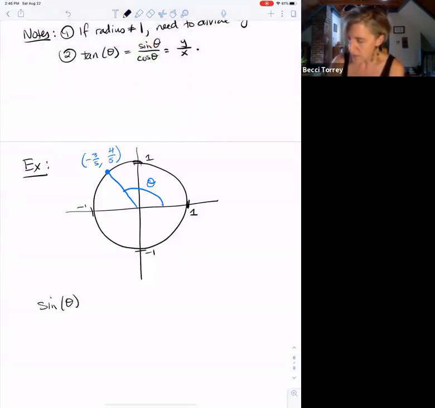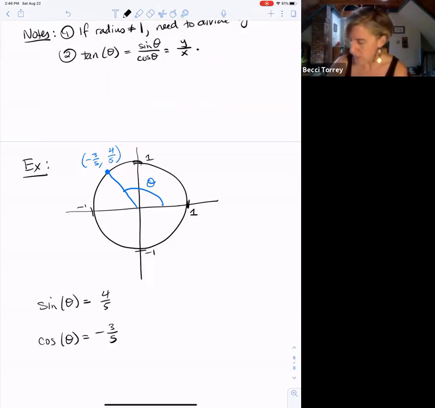So sine of theta is just the y value of that point corresponding to the angle theta on the unit circle. So you just read it off. Sine of theta is 4/5. That was really easy. Cosine of theta is the x value of the same point, minus 3/5.